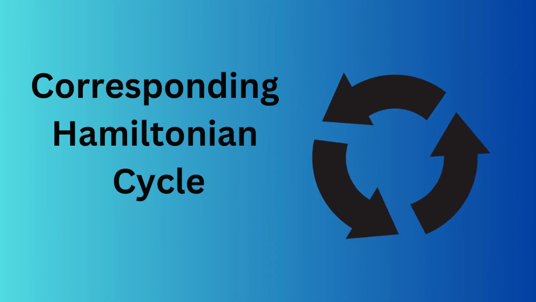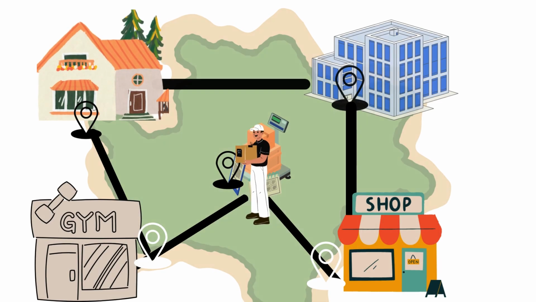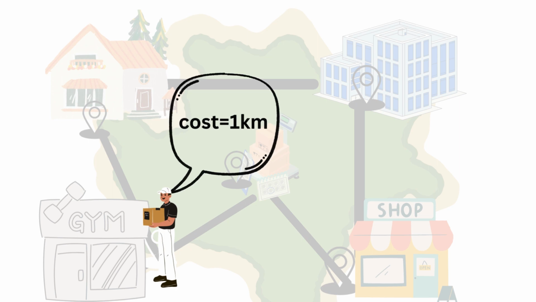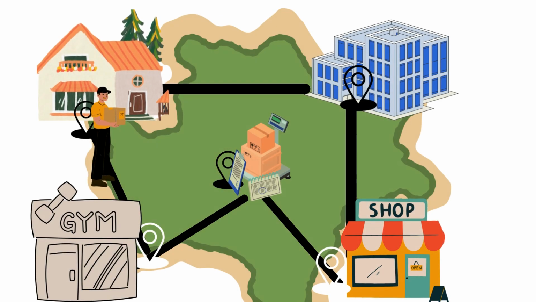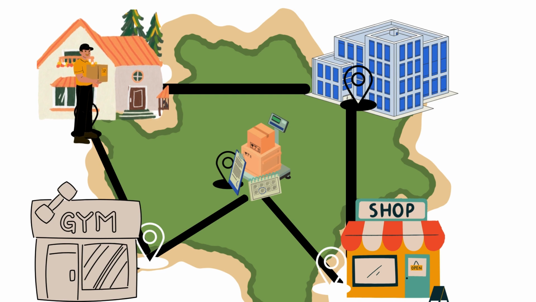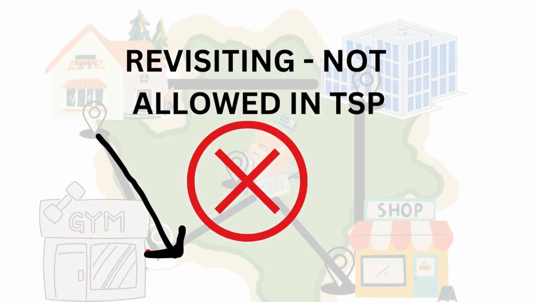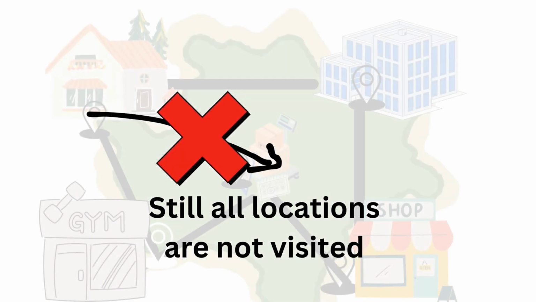First, the salesman goes to gym from warehouse. The cost for visiting is 1 kilometer. Next, from gym the salesman moves to the home location. Now the cost for visiting home from gym is 4 and total cost is 5 km. Revisiting or returning to previous locations is not allowed in traveling salesman problem. Similarly, going back to original location, that is, warehouse, is not allowed.